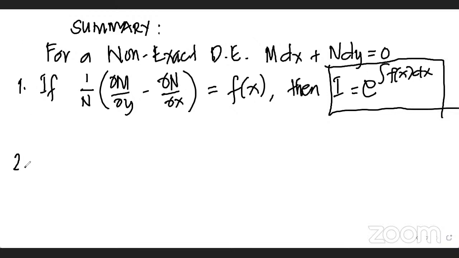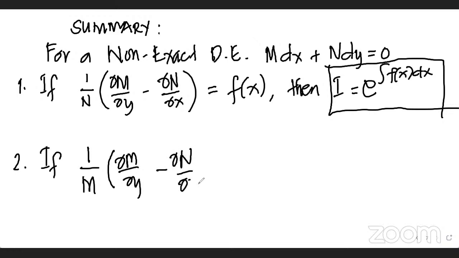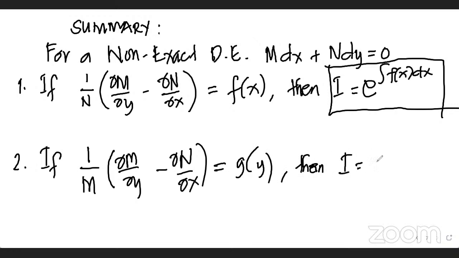The second case is that if yan, 1 over m or yung difference divided by m na coefficient, partial of m with respect to y minus partial of n with respect to x ay nag-result sa pure function of y, then we use this formula. And I is equal to e raised to the negative integral. Tandaan na may negative siya. G of y dy. Nasundan po ba?